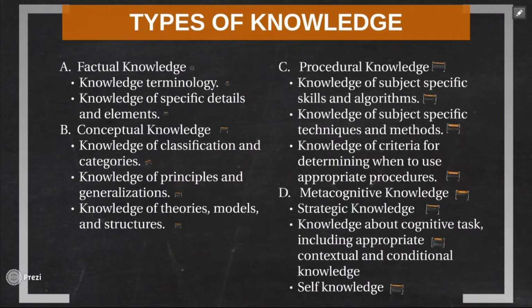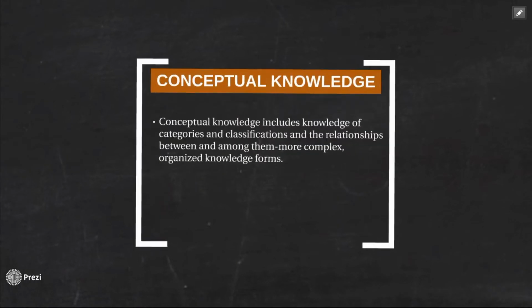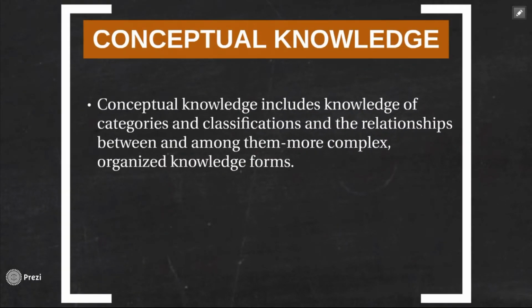The second type of knowledge is conceptual knowledge. What is it? Conceptual knowledge includes knowledge of categories and classifications and the relationships between and among them. It is more complex, organized knowledge forms.